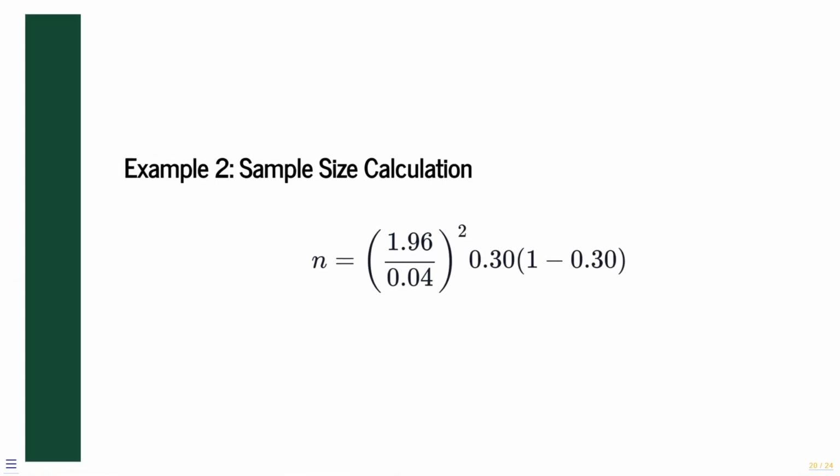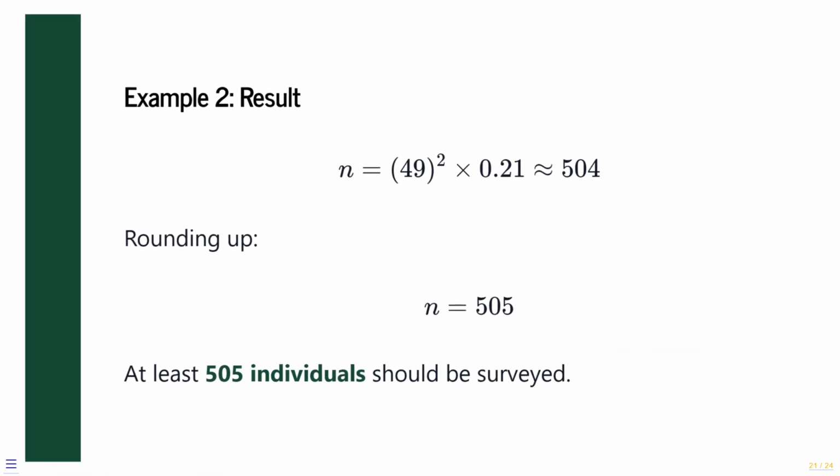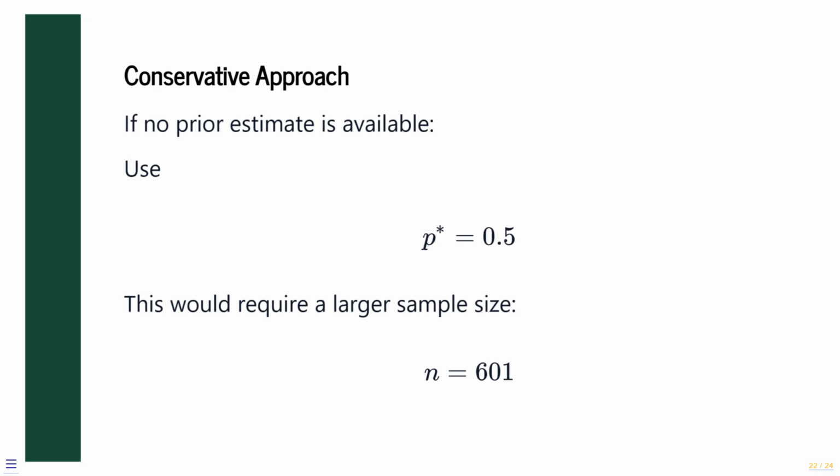Using the formula for proportions, we substitute the critical value, 1.96, the margin of error, 0.04, and the preliminary estimate p star equal to 0.30. Performing the calculation gives a required sample size of approximately 504. Since we must round up to ensure the desired precision, the officials should survey at least 505 individuals. If no prior estimate of the smoking rate were available, using p star equal to 0.5 would produce a larger sample size requirement of about 601 people.